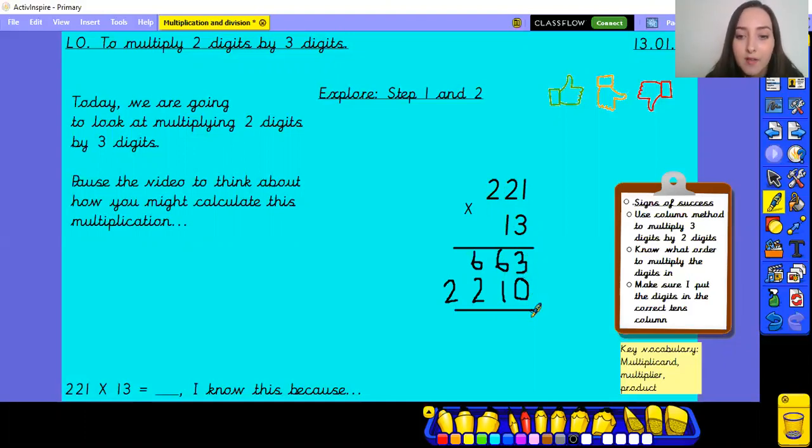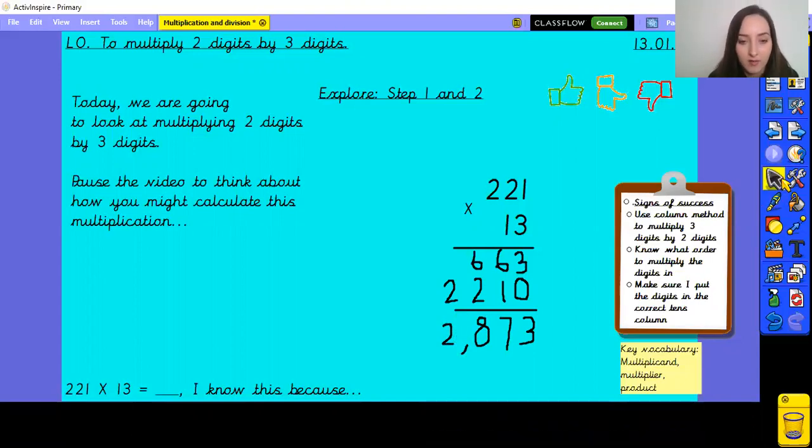So 3 plus 0 is 3, 6 plus 1 is 7, 6 plus 2 is 8, and then we've just got a 2 here, so it stays as a 2. So our product is 2,873.